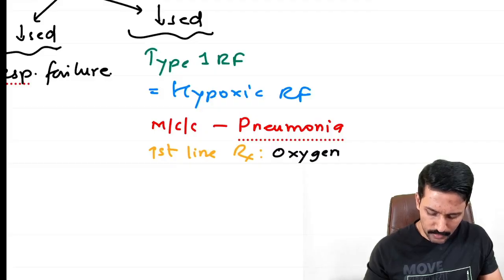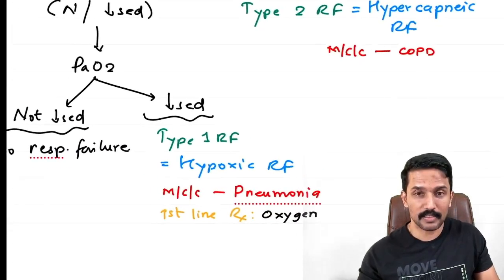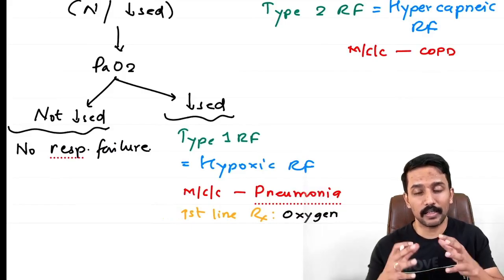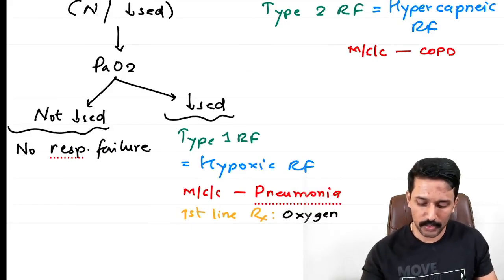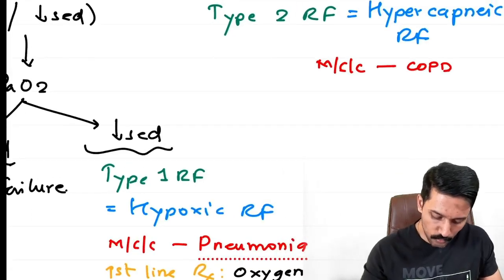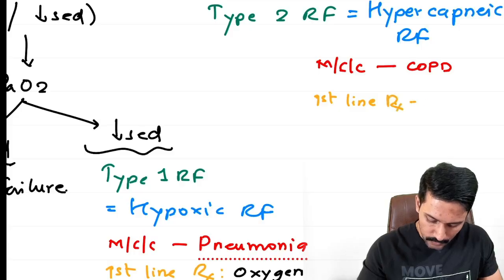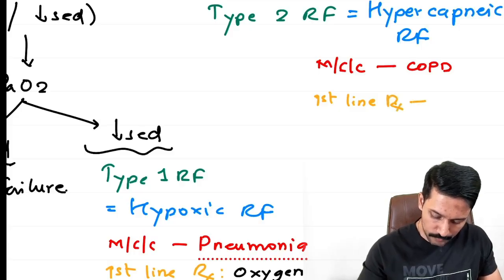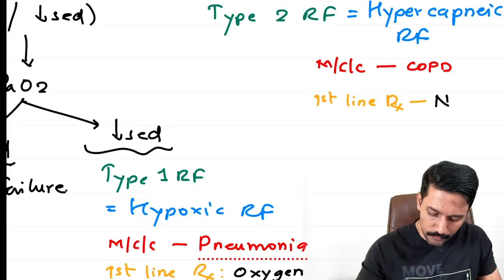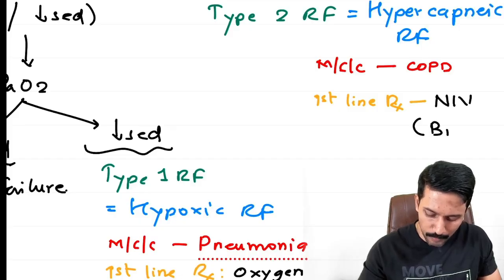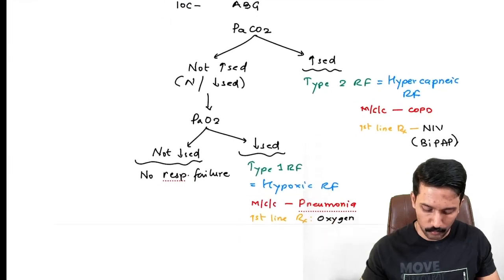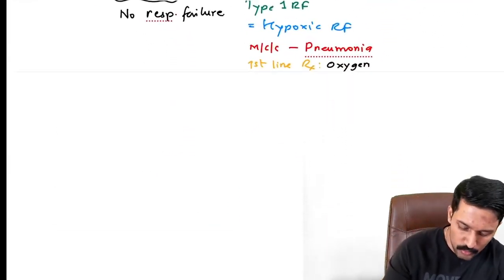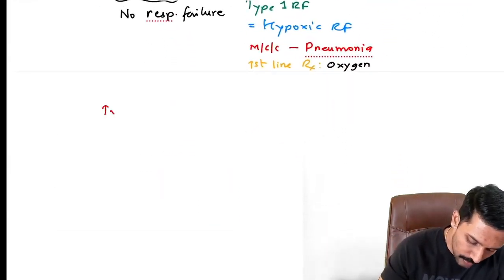Give oxygen. But in COPD, carbon dioxide clearance is a problem. So I need to increase the intra-acinar pressure so that carbon dioxide comes out. And how do I achieve that? I achieve that through NIV. So the first line treatment for type 2 respiratory failure is going to be non-invasive ventilation. To be more precise, the BiPAP type of non-invasive ventilation, right? That is type 2.